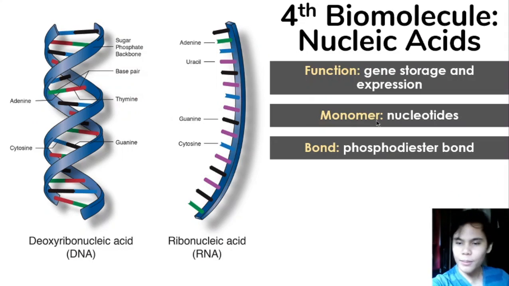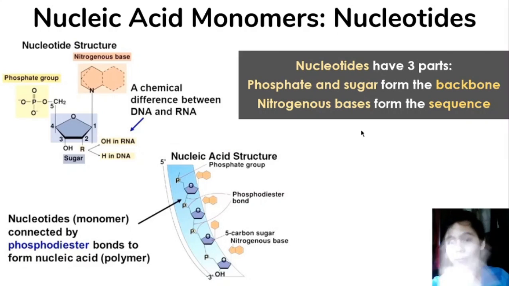Your fourth and final biomolecule is your nucleic acids, which is for gene storage and expression, and their bond is your phosphodiester bond. So your nucleic acid monomers are nucleotides, which have three parts. We have the phosphate and sugar parts, which form the backbone of your nucleic acids, and the nitrogenous bases, which form the sequence that can hold the genetic information.